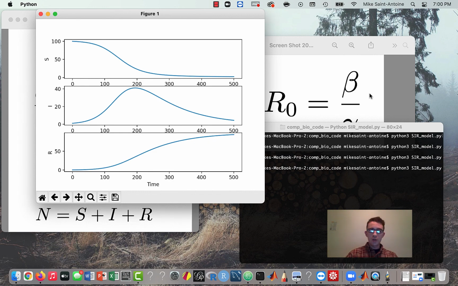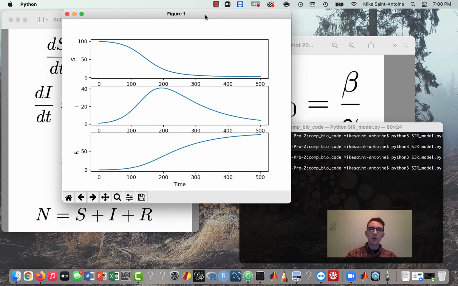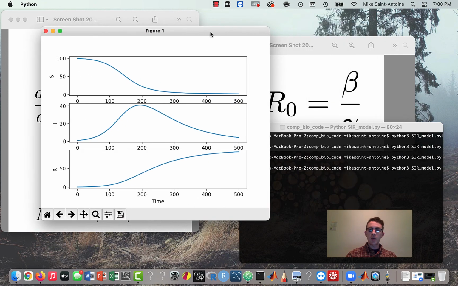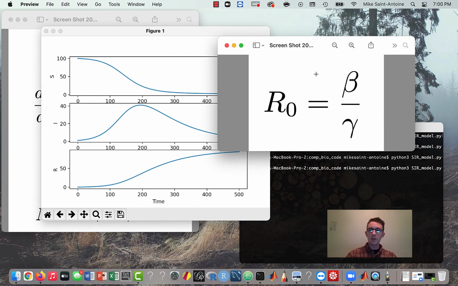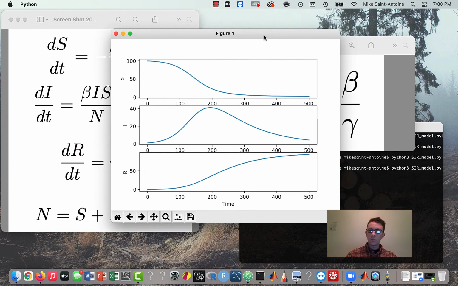And yeah, I encourage you to play around with different parameter values, try out different initial conditions and different values for beta and gamma. Maybe try out one where R naught is less than 1 and see what happens. Try out different things. I think that's the best way to learn.